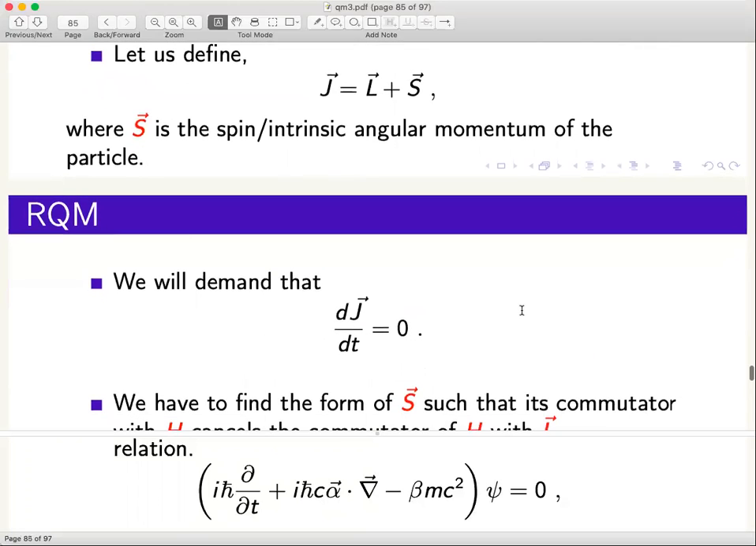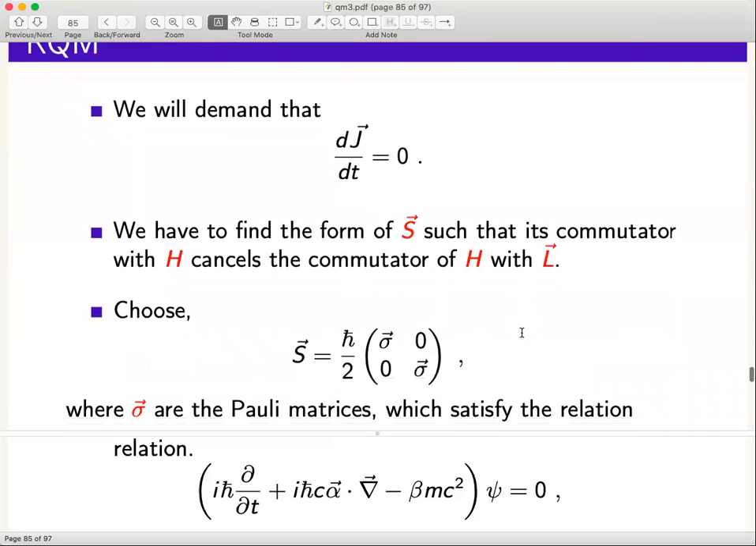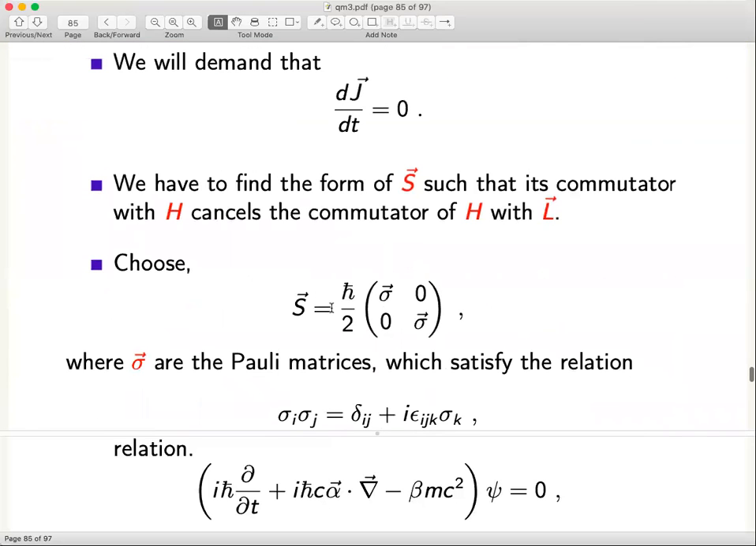Now, if you do that, we can ask: can we demand that the total angular momentum J is time independent? So dJ by dt is 0. Of course, for that we have to find a form for S such that the commutator of S with H would cancel the commutator of L with H. I wrote it the other way around, but it's the same. If you are looking at the HS commutator, then it should cancel the HL commutator. So let's choose S to be h bar upon 2 times the Pauli matrices, diagonally.